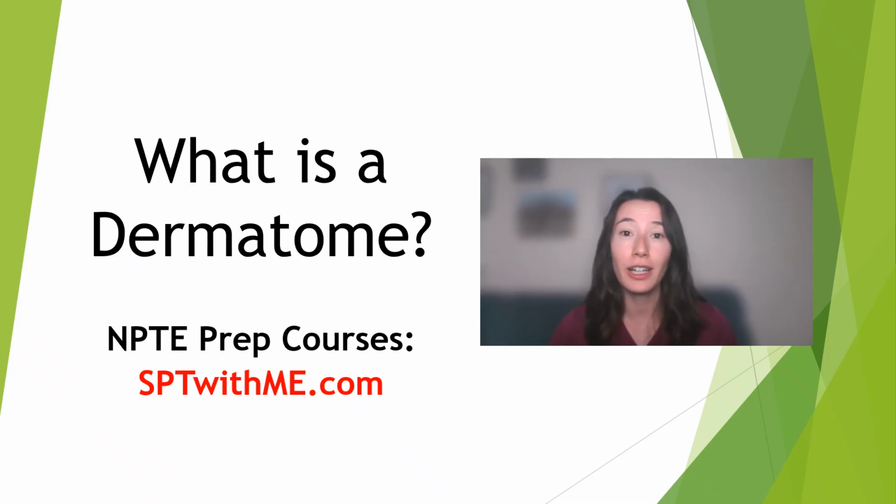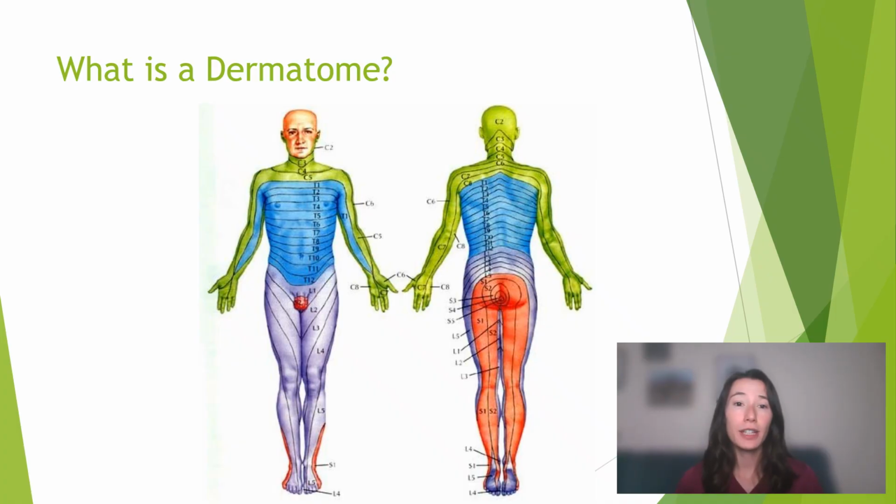Now for what you're actually here for, let's talk about what is a dermatome. If you think about the term dermatome, this should be the first image that pops into your head. A dermatome is a specific region of the skin that is primarily supplied with sensory information that's supplied by a single spinal nerve root. So let's break down what that actually means.